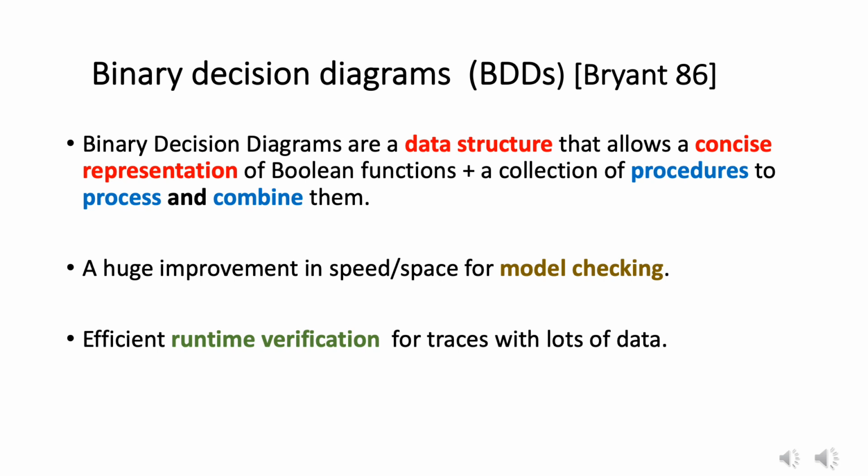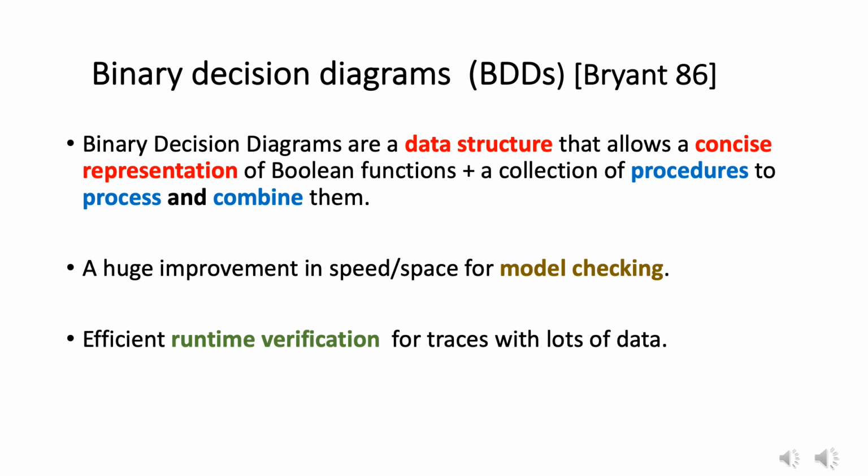BDDs are a data structure for the compact representation of Boolean functions. So the main goal is to represent a Boolean function with a small amount of memory. But in addition, BDDs are equipped with a bunch of procedures that allow us to process and combine BDDs. Because of that, BDDs were shown to be very effective in the analysis of systems.